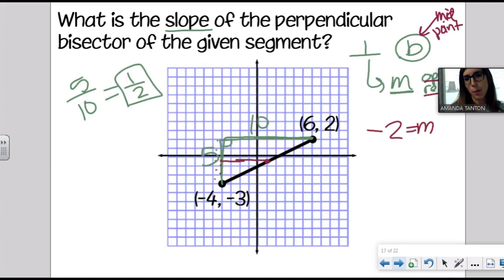And on the test, it probably won't be a decimal like this, but if I wanted to draw the perpendicular bisector, I would start at that point, and I would count down 2, right 1, down 2, right 1. So on and so forth. And then you could use a straight edge. It might not be perfect, but that should be about the perpendicular bisector. So opposite reciprocal slope, and then find the midpoint.